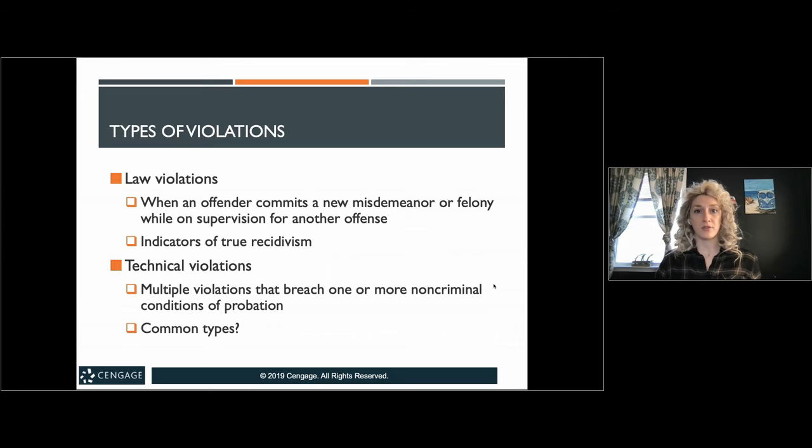Then we have technical violations. So these are violations that breach one or more non-criminal conditions of probation. Officers who have higher caseloads are actually more likely to recommend revocation earlier for an offender because they don't have the time to devote to rehabilitating and working with that offender. Some of the common types of violations we see are continued drug use, failure to complete drug treatment, and failing to report to the probation officer.